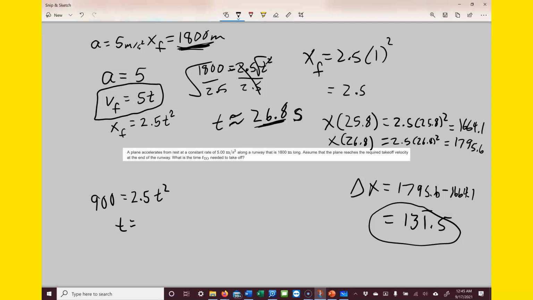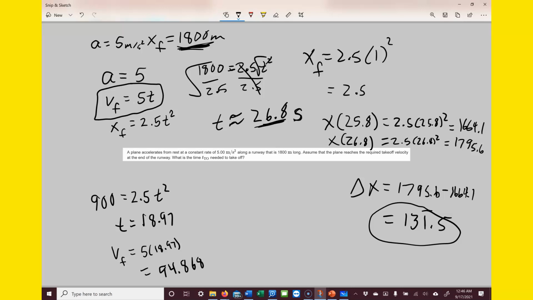900 divided by 2.5, and then taking the square root. I get 18.97. So plug that into vf, 5 times 18.97. And that will be 94.868.